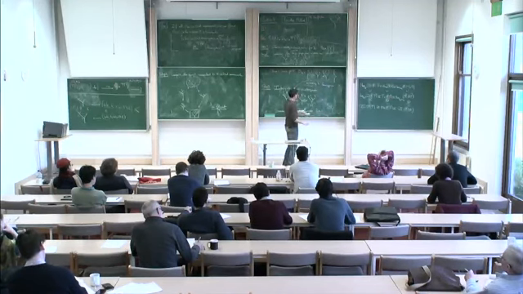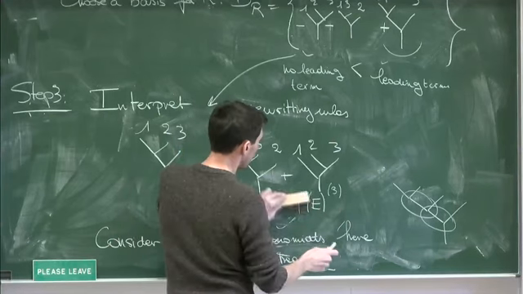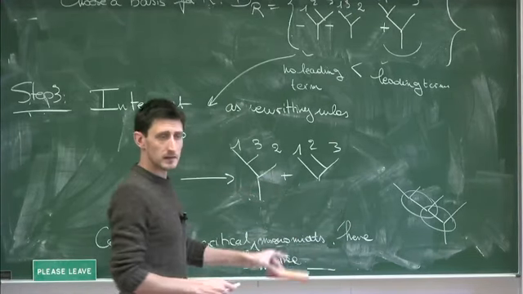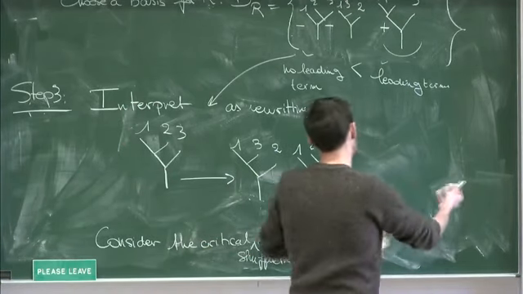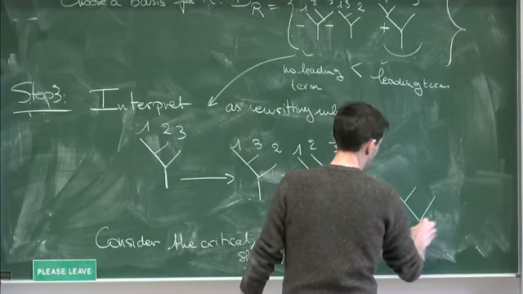Okay. Now we have to consider shuffle trees with two vertices. And here there is actually just one. Oh, look, it's the same one.